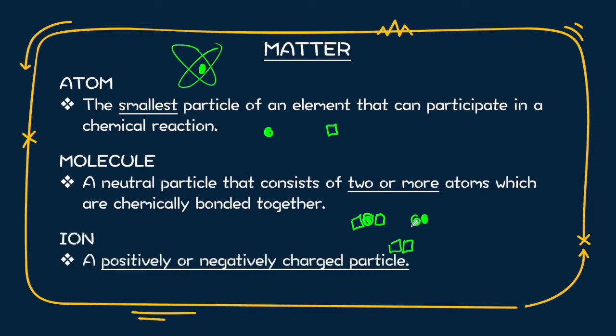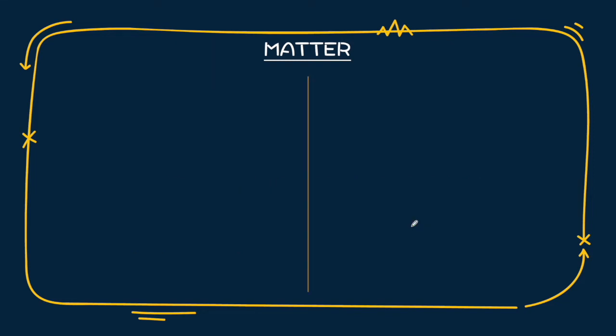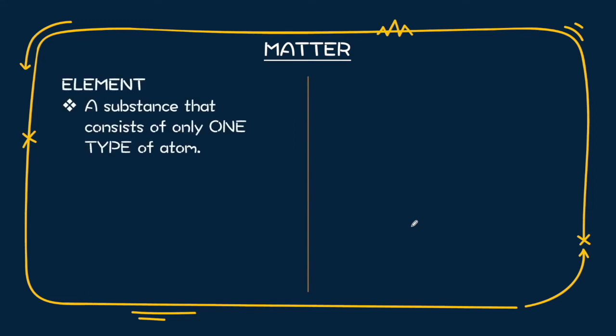The next one is your ion. So for ion, it is mainly for positively and negatively charged particles, which I will go into details in the next few videos. Alright, to go into details, for matter, it is categorized as element and compound.